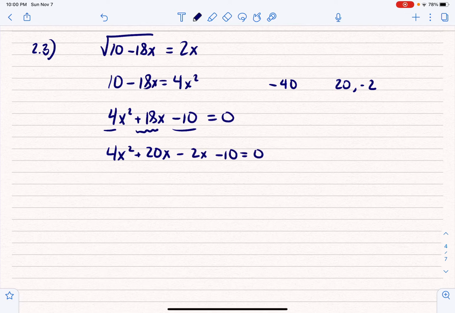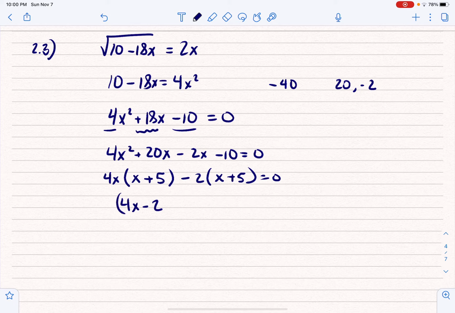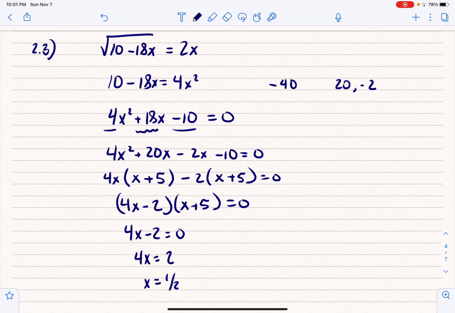0. The first one, I can take a 4x out of both terms, which leaves me with x plus 5. Next one, I can take a minus 2 out, which leaves me with x plus 5. And so now I have 4x minus 2 times x plus 5 equals 0, which would mean 4x minus 2 equals 0. So that would be 4x is equal to 2, x is equal to 1/2, or x plus 5 is equal to 0, so therefore x is equal to negative 5.